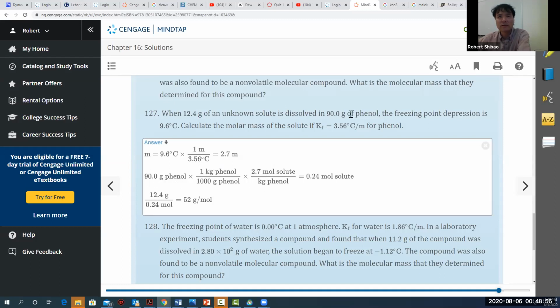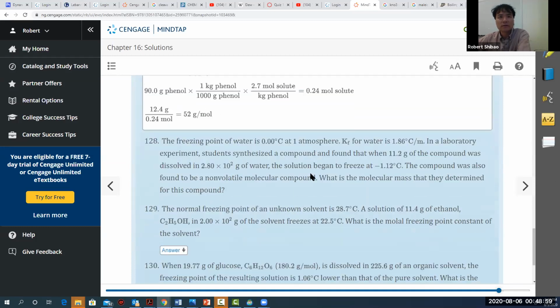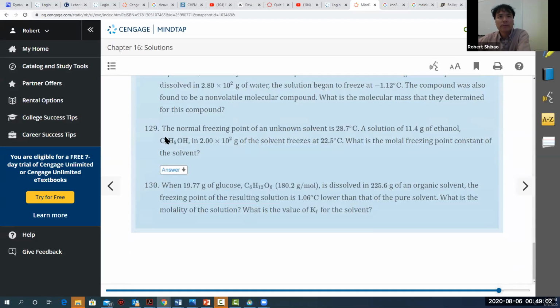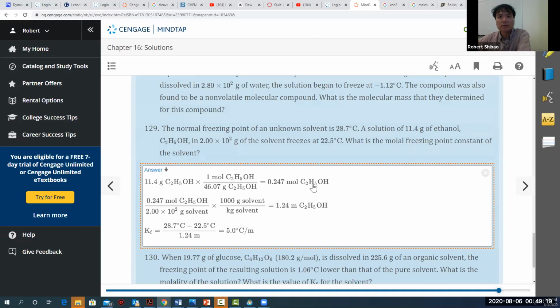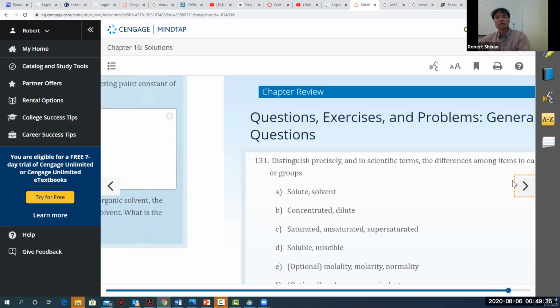They give us the grams of solvent. We go to kilograms of solvent. So similar problem, except just using the freezing point. 129. The normal freezing point of an unknown solvent is 28.7 degrees C. A solution of 11.4 grams of ethanol. What is the molal freezing point constant? So this one we want to solve for KF, so we need the molality. In the first steps, they're figuring out the molality. Once they figure out the molality, they can solve for the KF if we know what delta TF is. And we know what delta TF is because we see the change in the freezing point here. So just solving for different things.